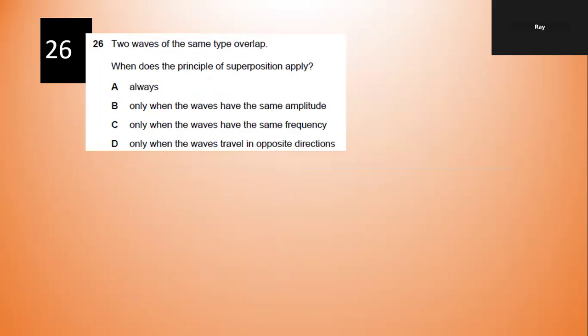Two waves of the same type overlap. When does the principle of superposition apply? Always, right? Okay, good. Always, as long as there are two waves of the same type, as they overlap, we can use the principle of superposition.